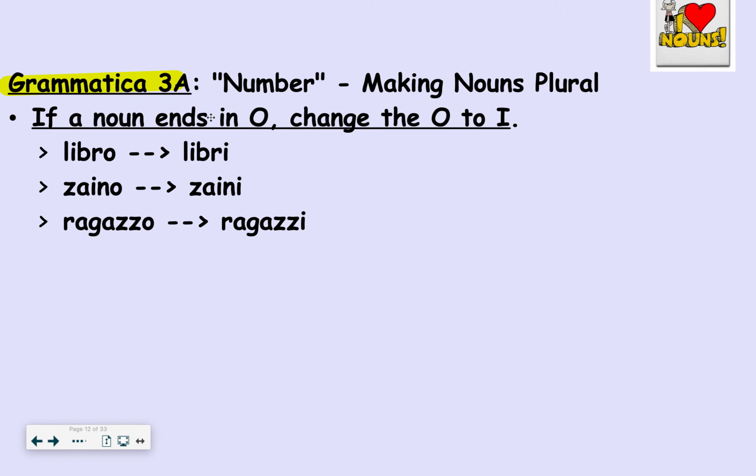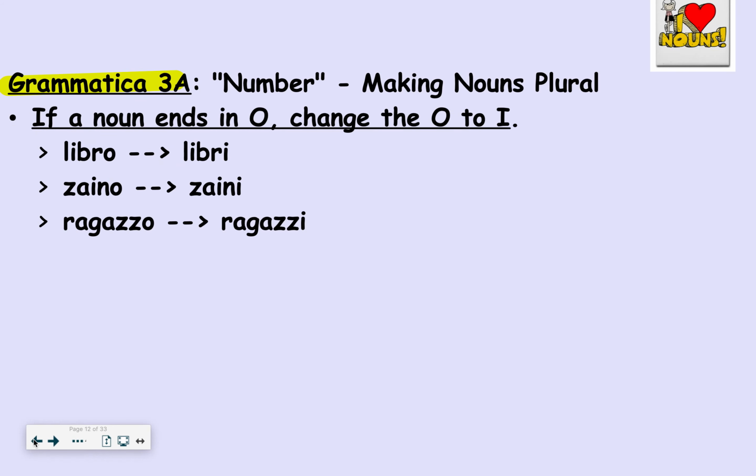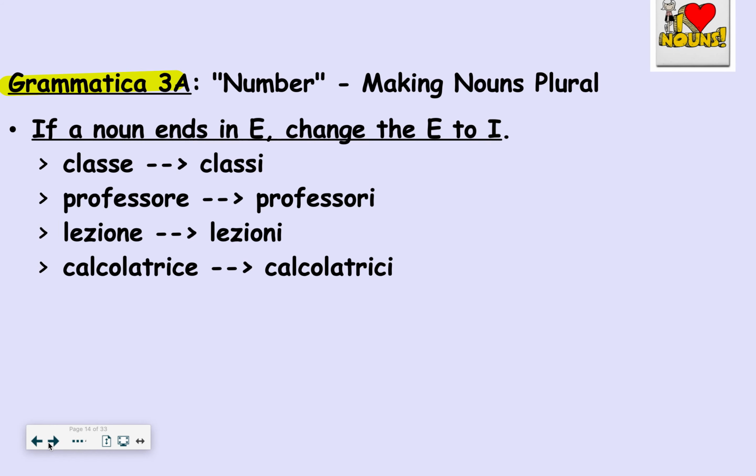If a noun ends with the letter O, that means it's masculine, and we change the O to I. In the examples, libro, zaino, and ragazzo, those all change to libri, zaini, and ragazzi. Nouns that end with the letter A change to E. Okay, so these two slides would be great if this is all we needed to know for nouns in Italian, but unfortunately there's a little bit more to it than that.